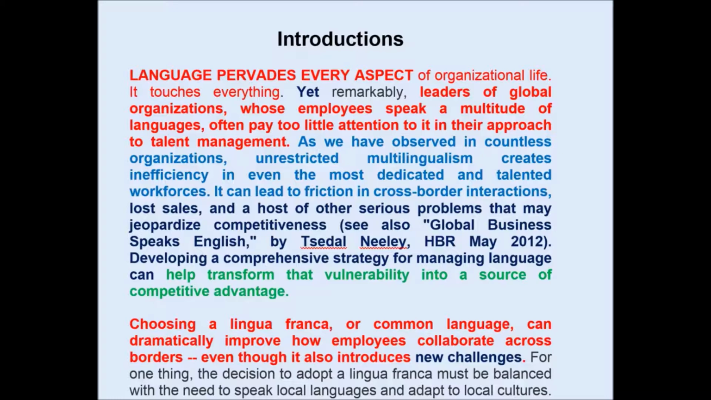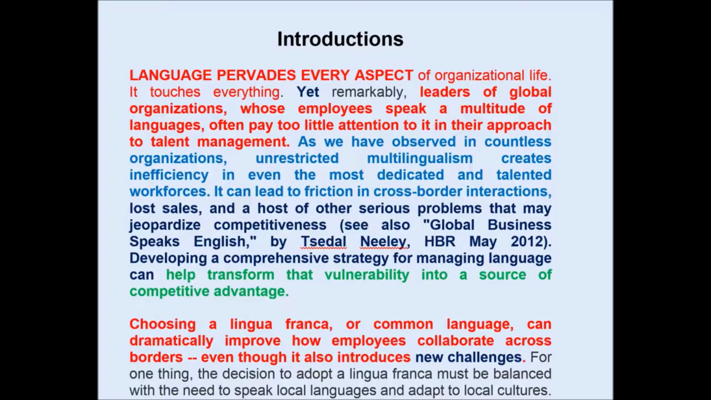The next part, what are the consequences of not paying attention to it? As we observed in countless organizations, unrestricted multilingualism creates inefficiency even in the most dedicated and talented workforces. So the consequences of not paying attention, why is this a problem? It explains that it causes these kinds of issues. There's a citation to another work from the Harvard Business Review to support that. Citations are not used extensively, but if they are, they're used to set a framework for what are the issues and what other articles the reader can look at to find more information about the topic.